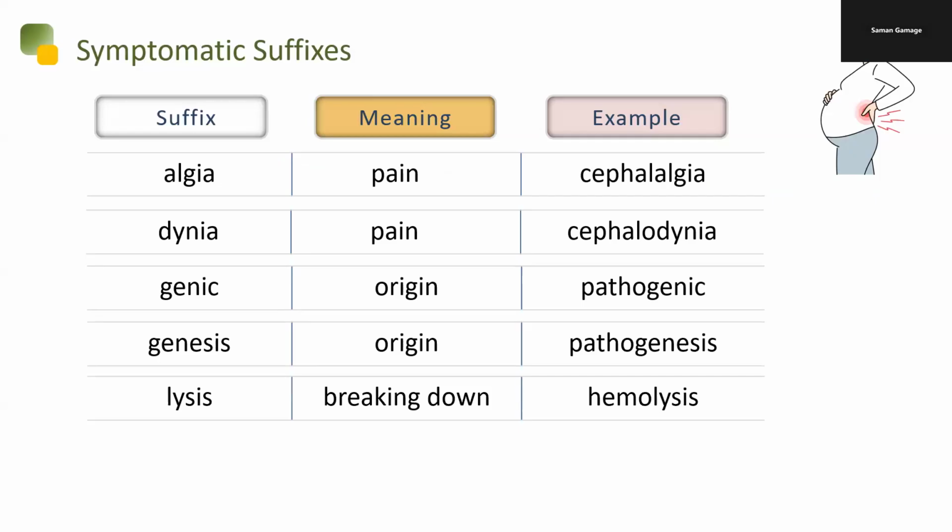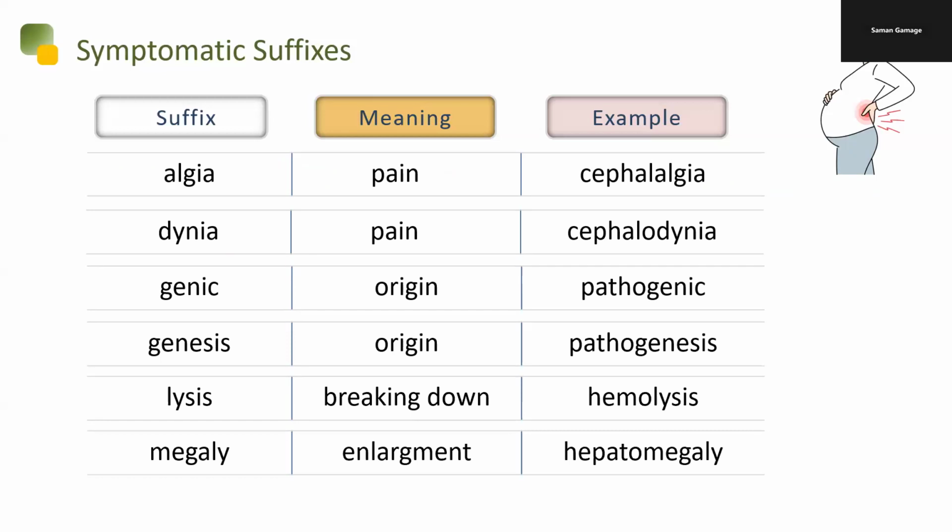Lysis means breaking down. Hemolysis means breaking down blood, dissociating blood. Megaly means enlargement. Hepatomegaly is enlargement of the liver. If the spleen is enlarged, we can say splenomegaly.